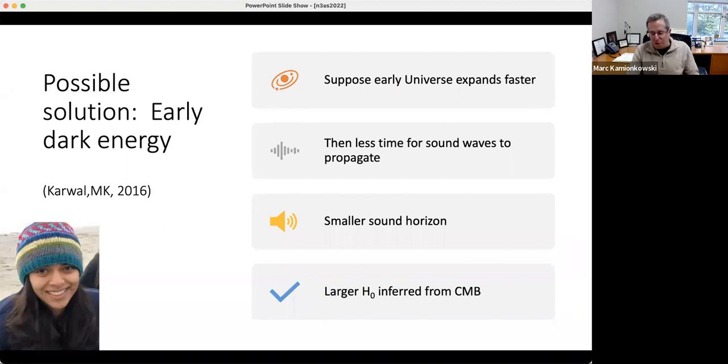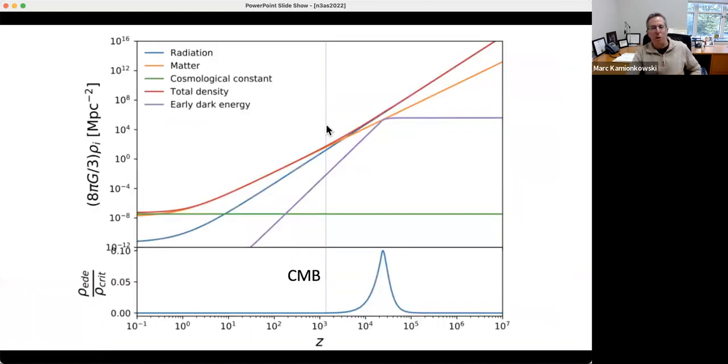So if you're looking to hire someone who knows something about early dark energy, there is your candidate. And so what we said in this paper is basically what I already told you. If the early universe expands faster, then there's less time for sound waves to propagate. That gives rise to a smaller sound horizon, and therefore you infer a larger value of the Hubble constant from the cosmic microwave background.